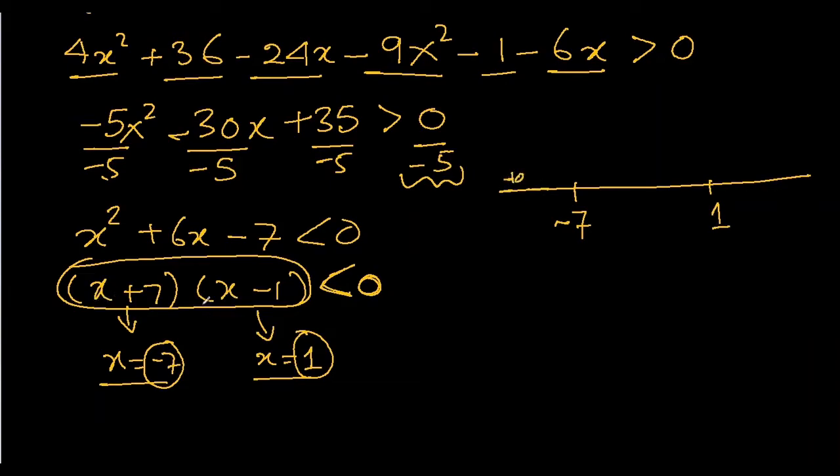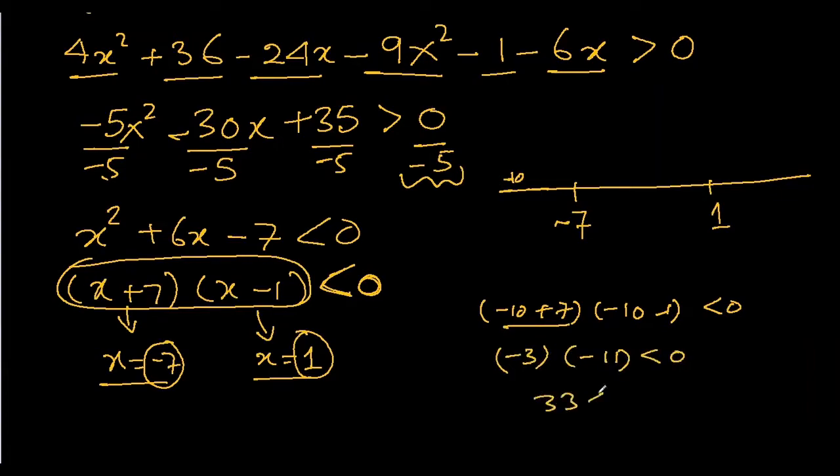So minus 10 plus 7, minus 10 minus 1, is it less than 0? Let's see. Minus 3 times minus 11 is positive 33, which is not less than 0. So this is a wrong statement. This is not our answer.